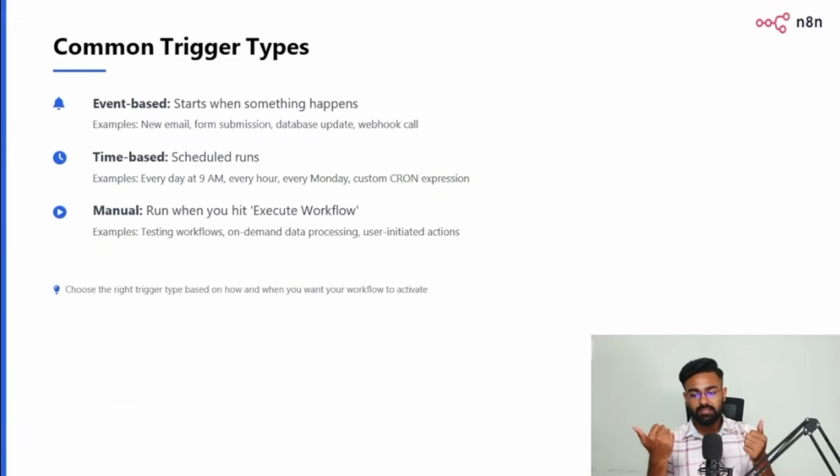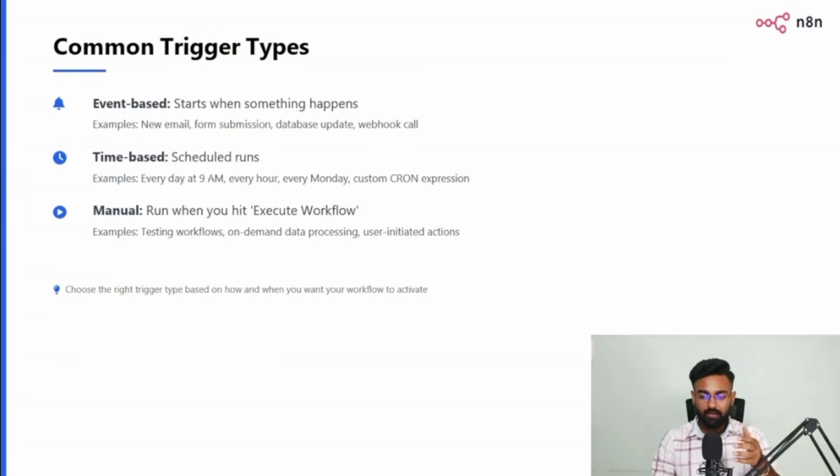Then there are time-based triggers, like every day at 9 a.m., every hour, every Monday. There is a custom cron expression. You don't need to know it pretty well. You can simply ask ChatGPT what cron expression would be for this particular date and time. It would give you the expression. You simply paste it in the schedule trigger and you will get it working, right? It's exactly the same as putting in a normal date and time.